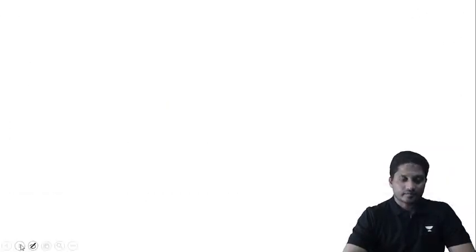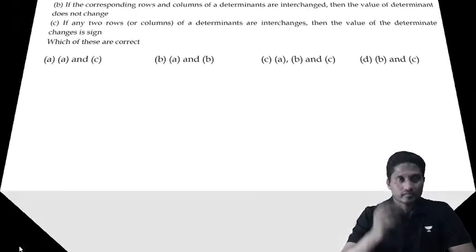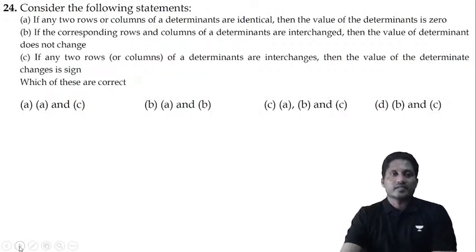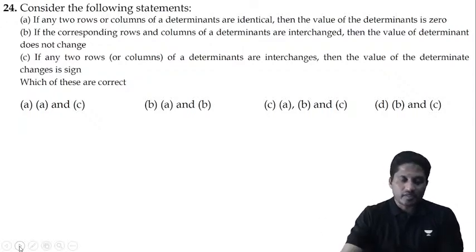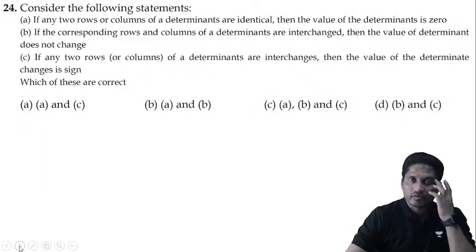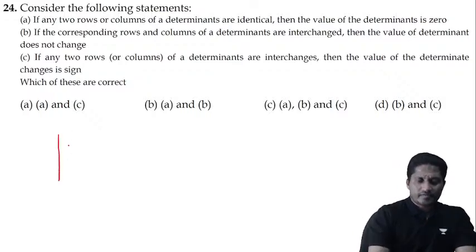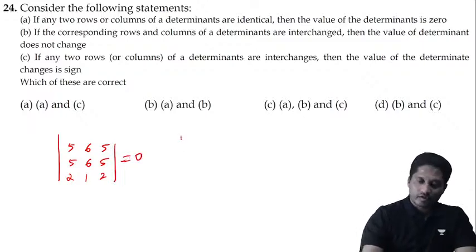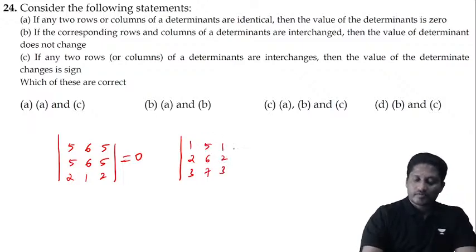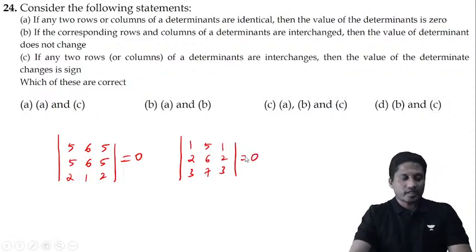Question number 24. Consider the following statements. I should check which of these are correct. If I use properties of determinants, for option A, if any two rows or columns of a determinant are identical, then the value of the determinant is 0. Obviously, right? Suppose you have a determinant with rows 5, 6, 5 and 5, 6, 5 and 2, 1, 2: two rows are identical, so this is 0. Or even if two columns are identical, let's say the first column and the third column are the same, obviously the value of the determinant is 0. So option A is true.